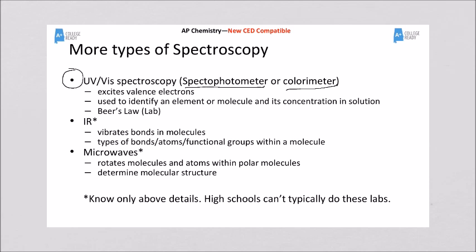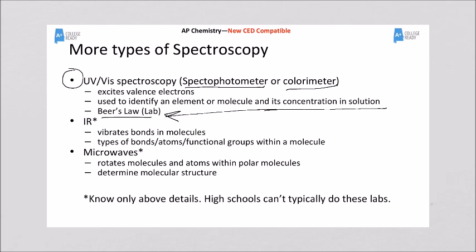But basically what happens is energy is added, the valence electrons are excited, and this is where we use Beer's law. We can tell how much energy, or how much light, is absorbed by a solution. So this is how we're going to determine the concentration in a solution. So that's what we're going to be using here with Beer's law.